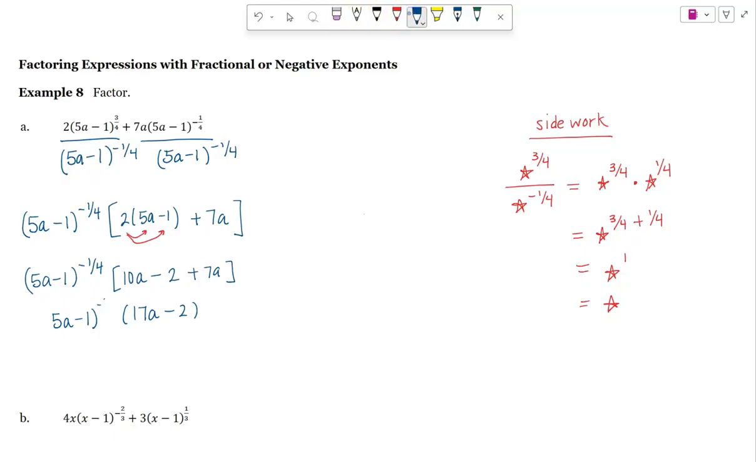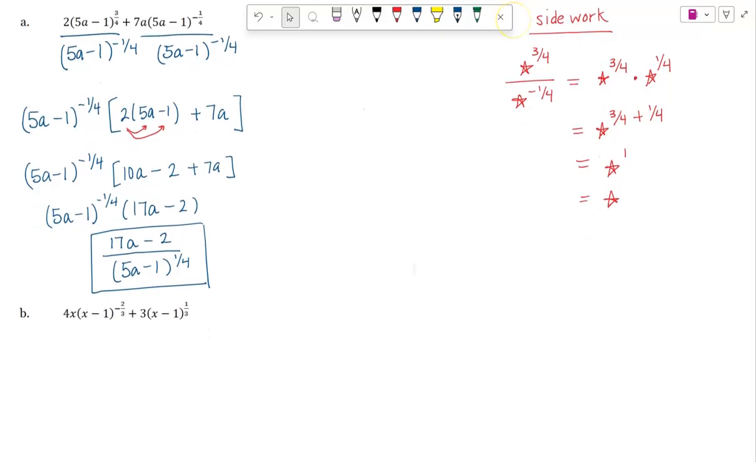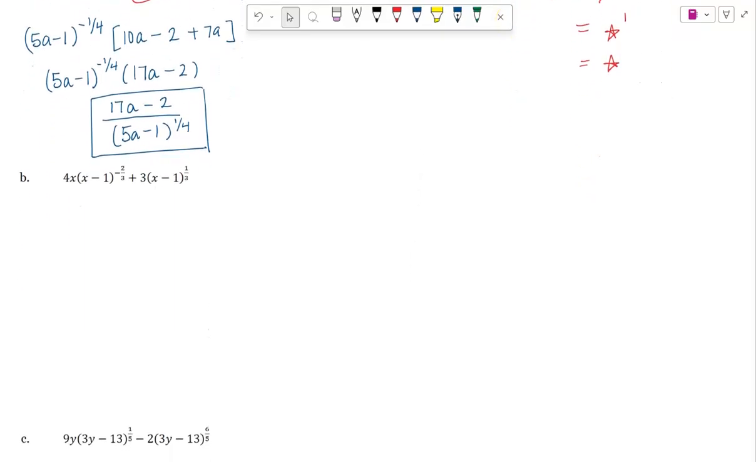Or if I want to be more grammatically correct mathematically, I can move the fractional exponent down to the denominator and then change the sign to be a positive 1/4. Remember that negative exponent means that I can switch the location and change the sign if needed. All right, let's look at another example.